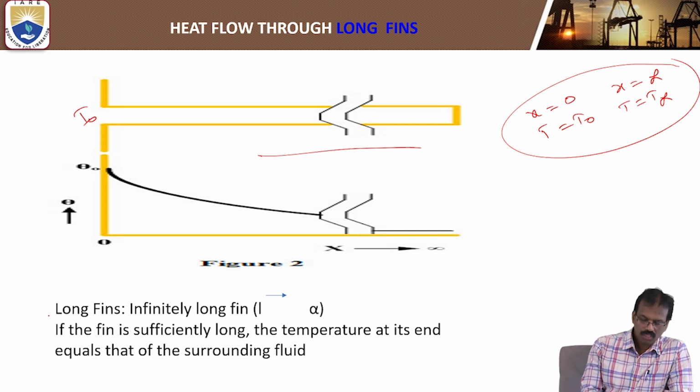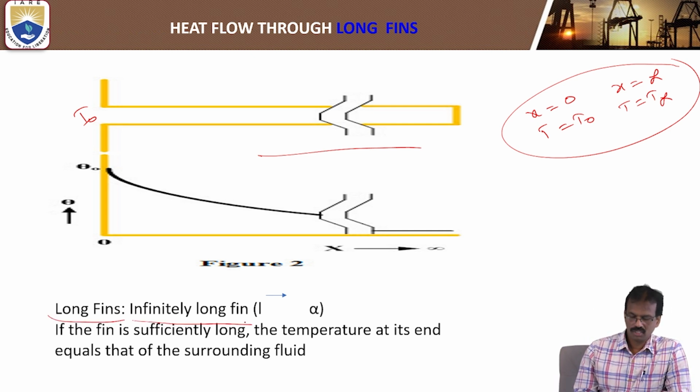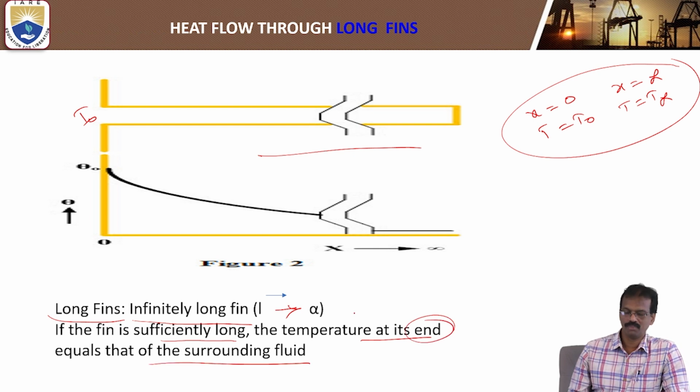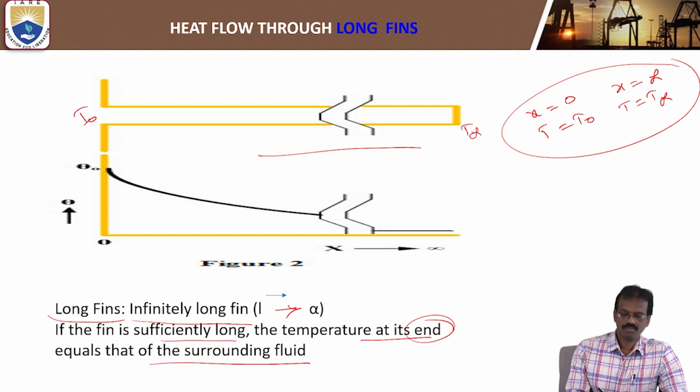So for long fins, infinitely long, we are assuming that length tends to infinity. If the fin is sufficiently long, the temperature at its end is equal to the surrounding fluid temperature. It means here temperature is equal to T infinity. We are taking some distance x, a small elemental area dx at that distance, where the temperature is equal to T.